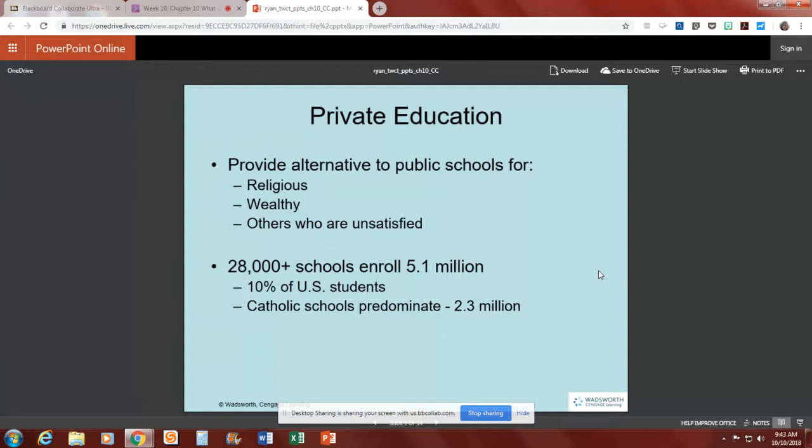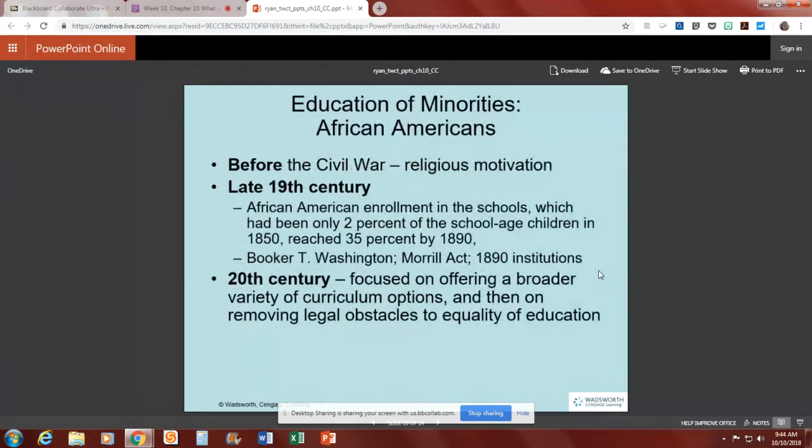As far as private education, it's very interesting to point out that 28,000 plus schools enroll 5.1 million students across the United States. That equates to 10% of U.S. students. And of that number, the Catholic schools are really the predominant venue for private education, and we see 2.3 million of those students. So really what this data means is that 10% of U.S. students attend private education, and almost half of those students attend Catholic schools across the United States. Kind of break that down for you.